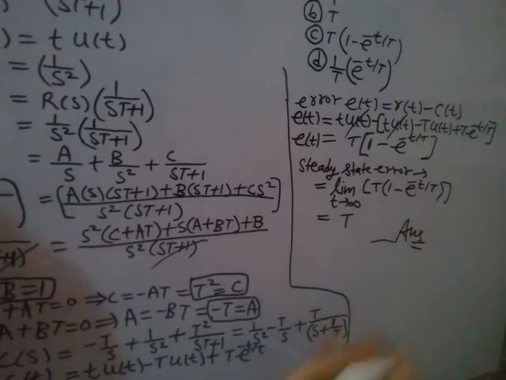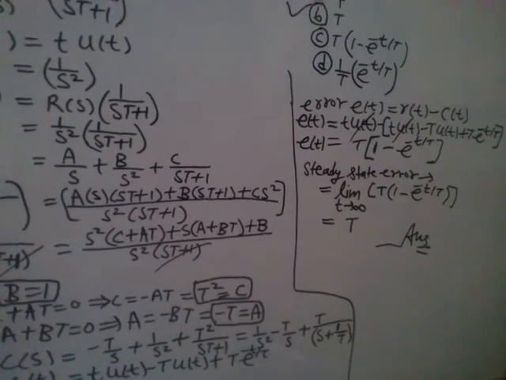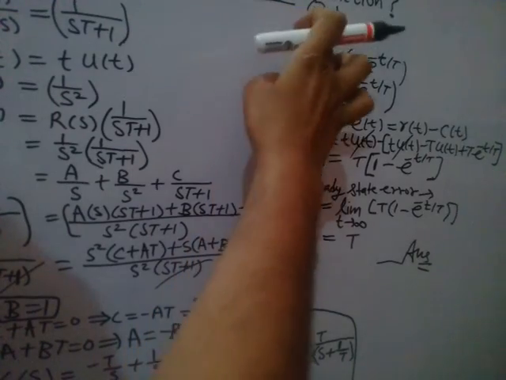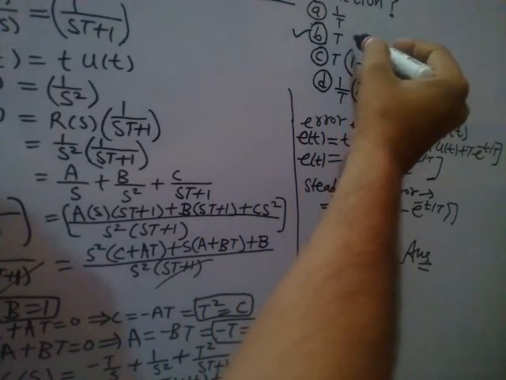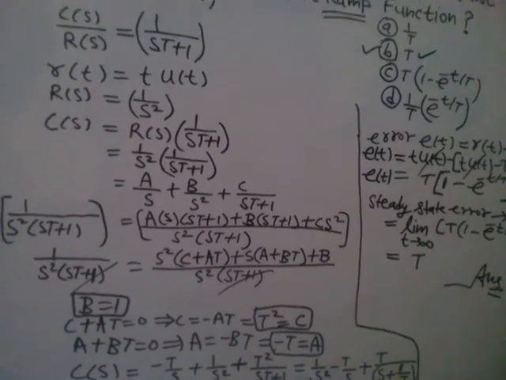So which option is correct? Option B is the correct option. Steady state error is equal to T. So that's how you can approach this question.